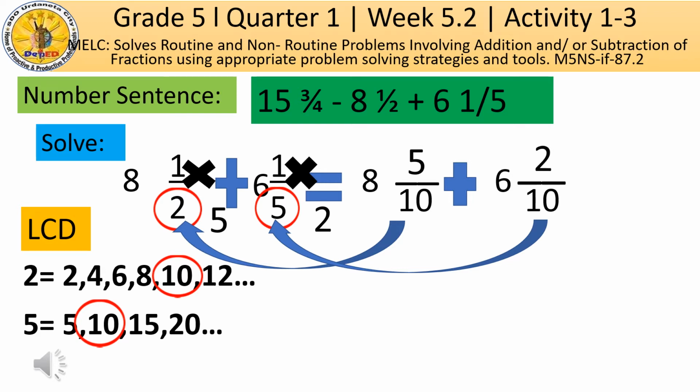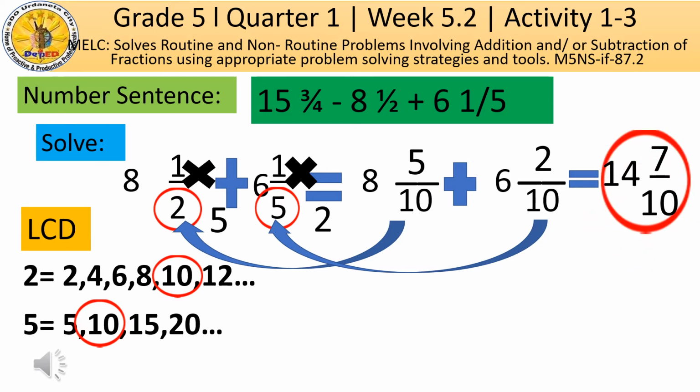Then let us add the whole numbers first. So 8 plus 6 is equal to 14. Then let us add both numerators. 5 plus 2 is 7. And for the denominators, 10 and 10, just copy 10 as the denominator. So 14 and 7/10 is the answer that will be subtracted from 15 and 3/4.